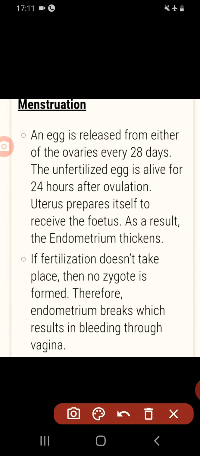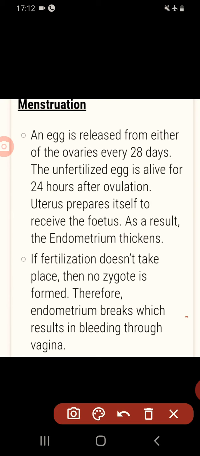Now again, the very important cycle, that is the sexual cycle, which is also known as menstruation. What is menstruation? So the cycle of events which take place in the female reproductive system, that is in the ovary and the uterus, under the control of sex hormones, every 28 days, marked by bleeding or menstrual flow, is known as the menstrual cycle. It is also known as the sexual cycle in human females.